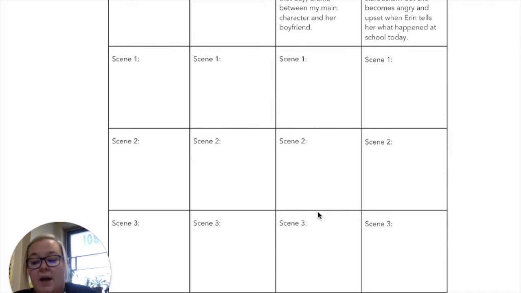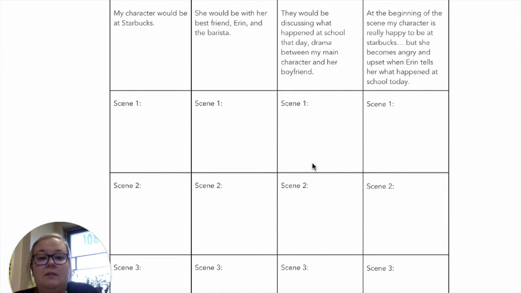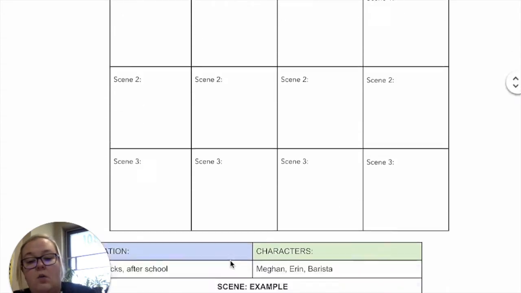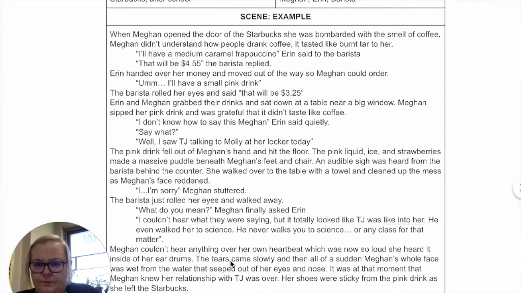You can use my example. This is all you have to write. Just short little things like my character is going to be at the grocery store. They're going to be at the grocery store with their mom. What would they be doing there? Shopping for food, talking to their mom about their day. How would they be feeling? They're annoyed. They don't want to be at the grocery store. Okay, you're going to do that 3 times. Once you do that, you're going to type your first scene today.